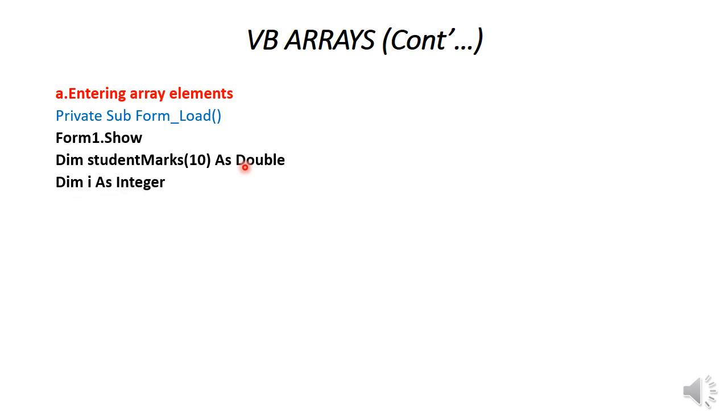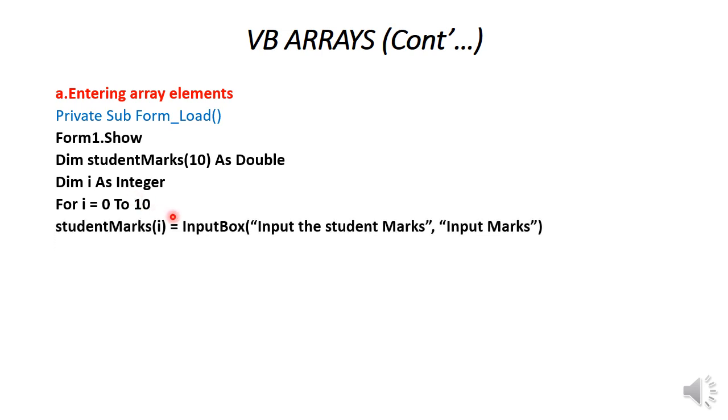And also we have to declare another variable which will be used in the loop, and this variable must be an integer variable, Dim I As Integer. We use a for loop, for I assigned 0 to 10, because we must have 11 elements. We take each array location and assign it an input box so that we can enter array elements. So input box is a built-in function in Visual Basic with 4 components, but here we have used 2 components.